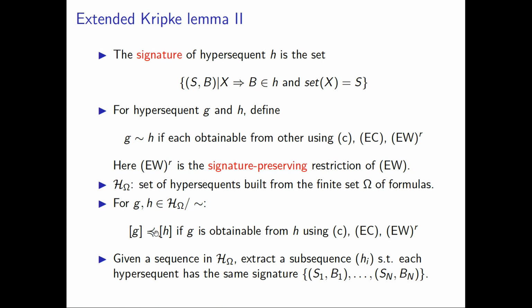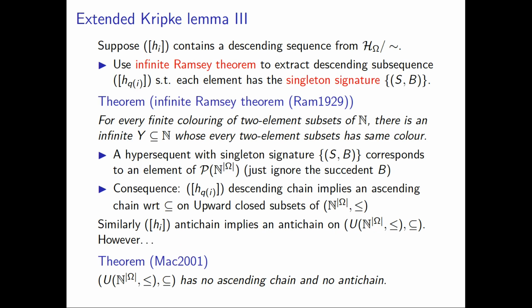Now suppose I'm given a sequence of hypersequents. I can extract first of all the subsequence which has the same signature, because there are finitely many options, and we consider the equivalence classes of that sequence. Suppose that there is a descending sequence. We use the infinite Ramsey theorem to extract another descending subsequence where each hypersequent has the singleton signature.